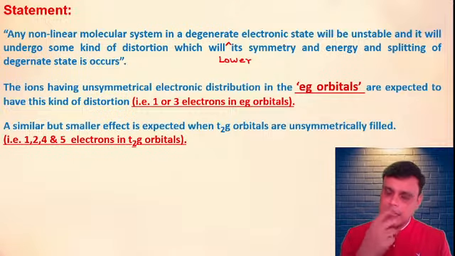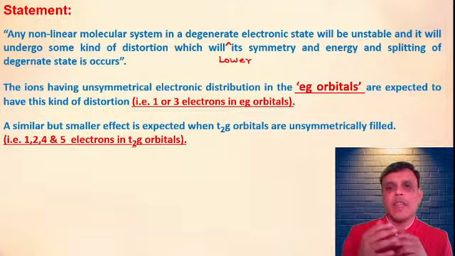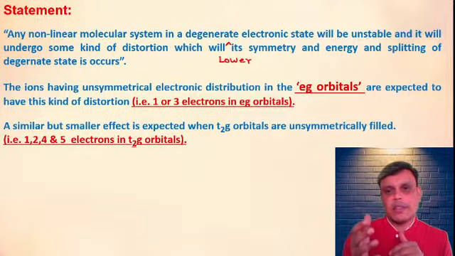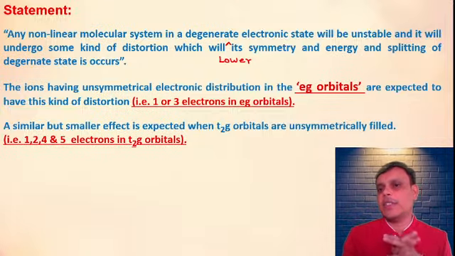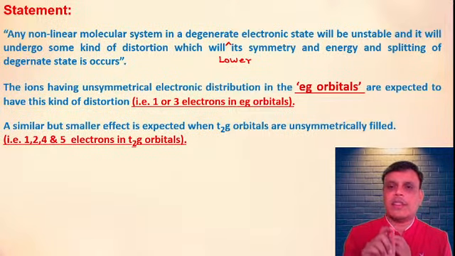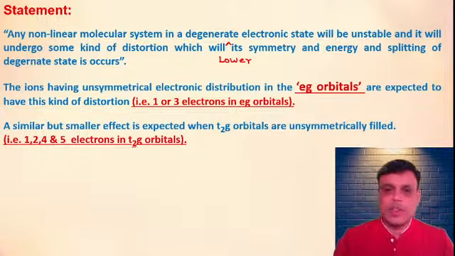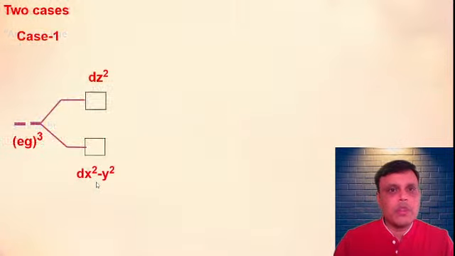And if the unsymmetrical filling takes place, that means one or three electrons in eg, then different ligands will experience different repulsion. So due to this, the magnitude of eg orbital effect is more while talking about the Jahn-Teller distortion. Okay? Understood? Okay, chalo. Then we will go to the next point.